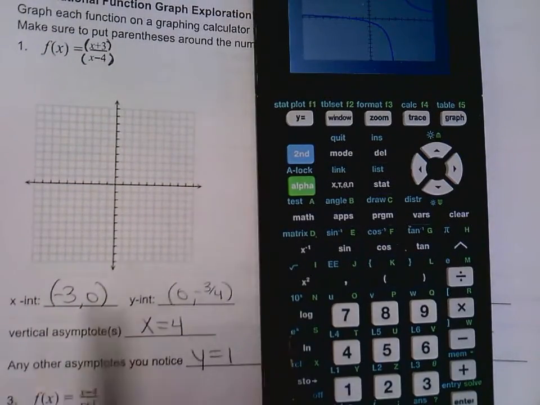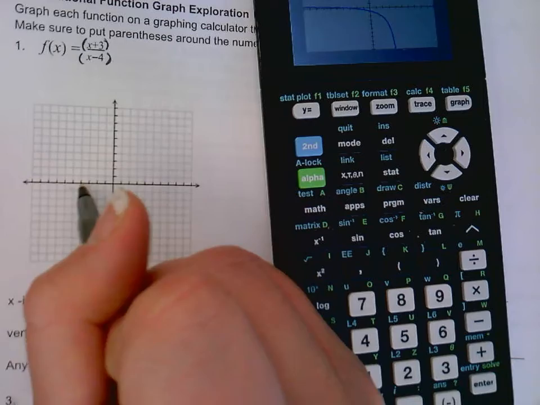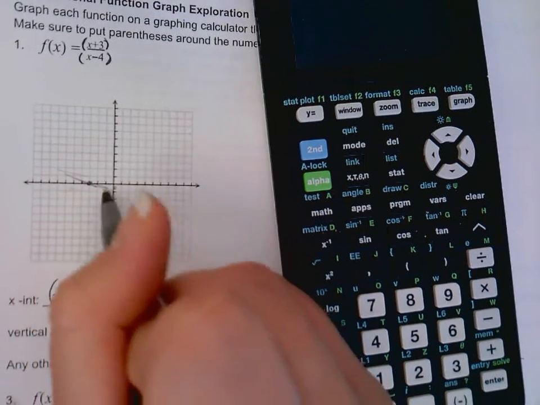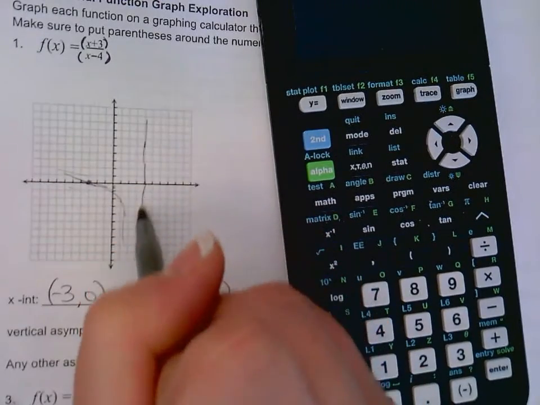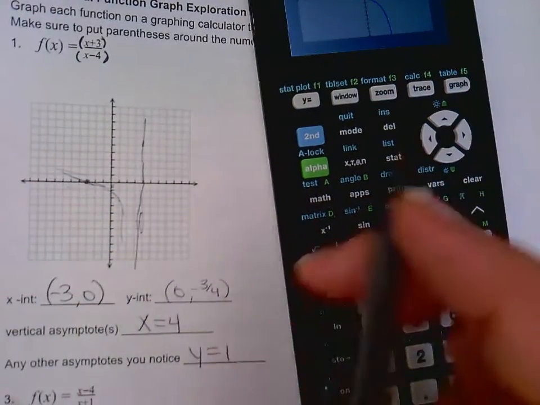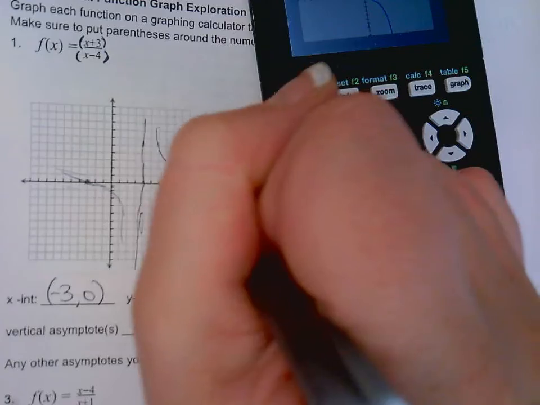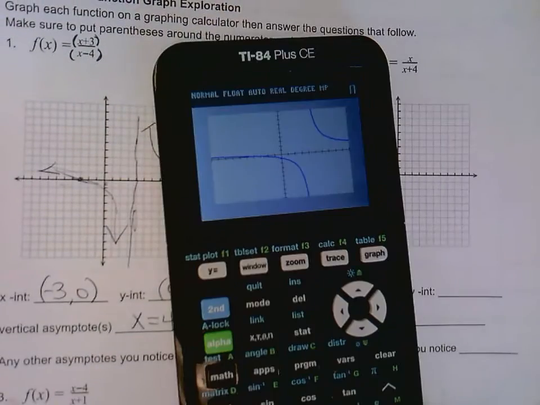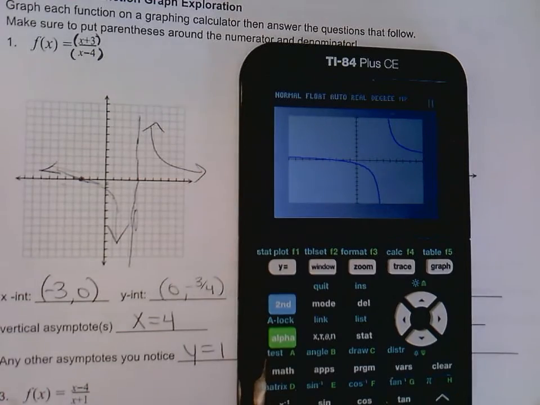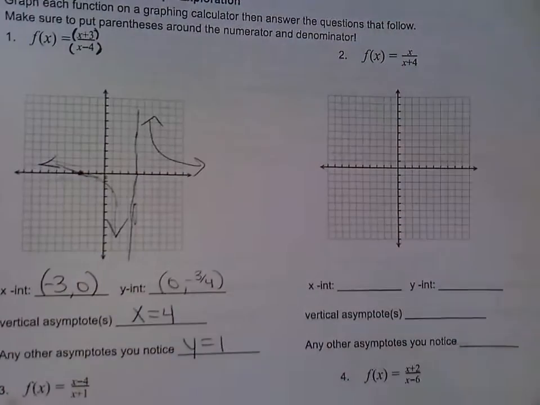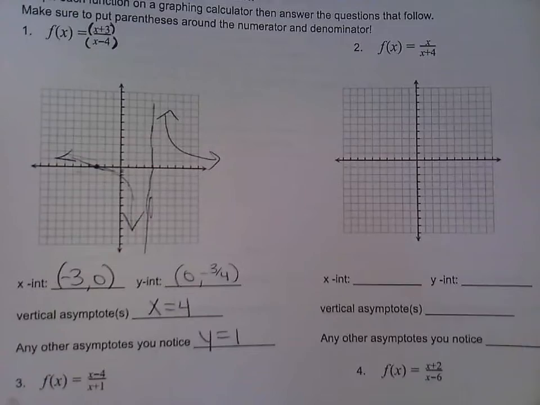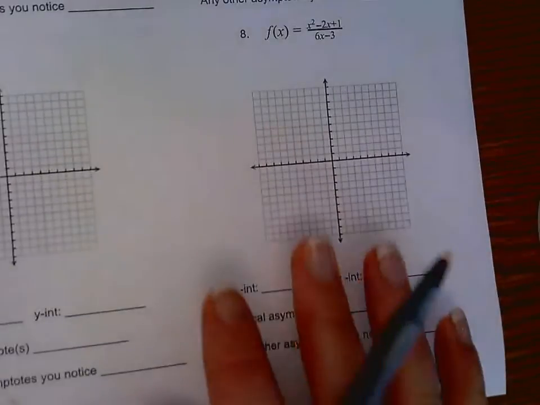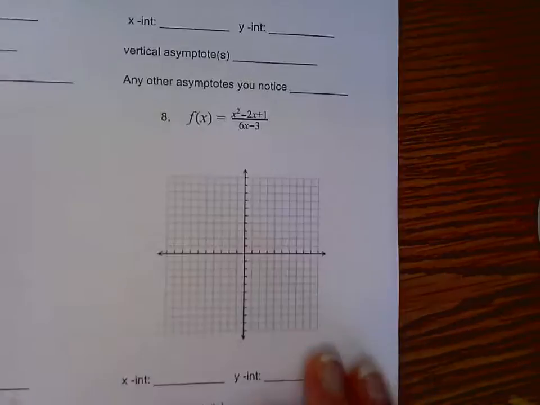Your graph doesn't have to be beautiful, but you could plot those few things that you noticed on your graph. So here's my asymptote. Here's this piece up here, and here's this piece here. Something like that, just to show about what it looks like. These are going to look slightly different from each other. Maybe let's do another one that doesn't look quite the same. I'm just going to pick number 8. So why don't you go to number 8?